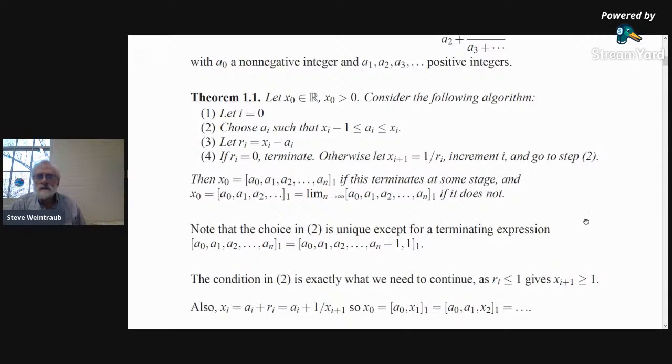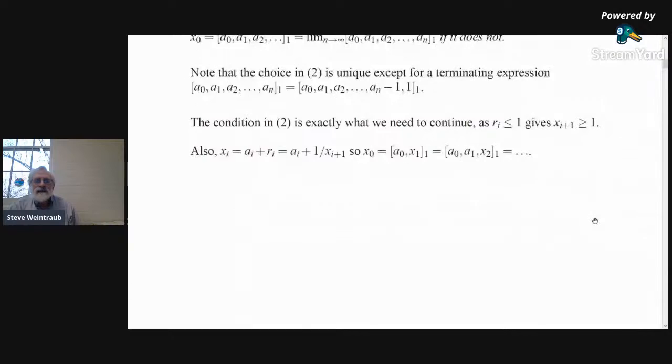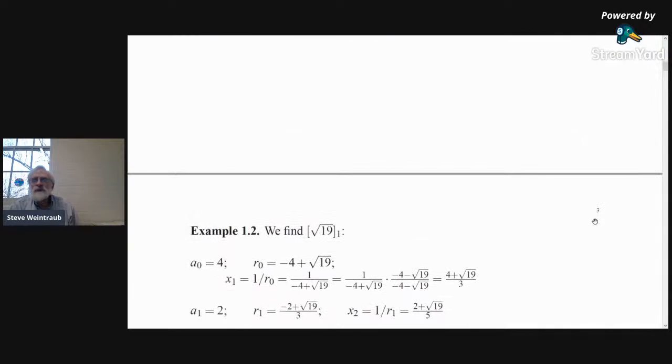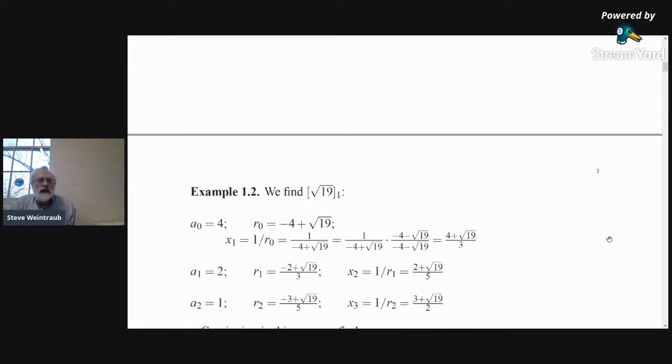So to illustrate this procedure, let's look at the square root of 19, and let's find the classical continued fraction expansion of the square root of 19. Why did I choose 19? Well, it turns out to be an excellent example, but the reason I chose it is that Legendre wrote this great textbook on number theory, and he chose the square root of 19 to illustrate a continued fraction expansion. So I figured if it's good enough for Legendre, it's good enough for me. Okay, so here it is.